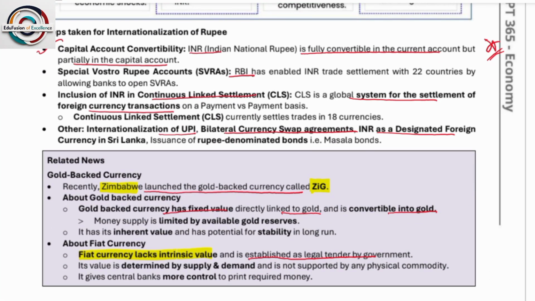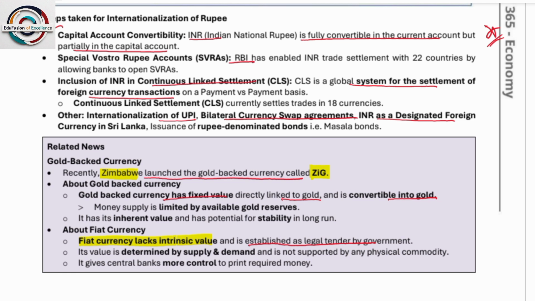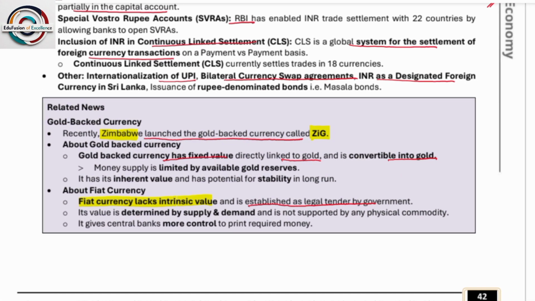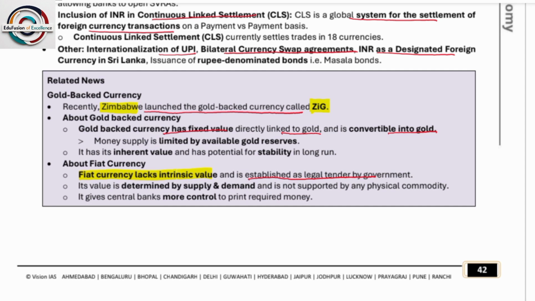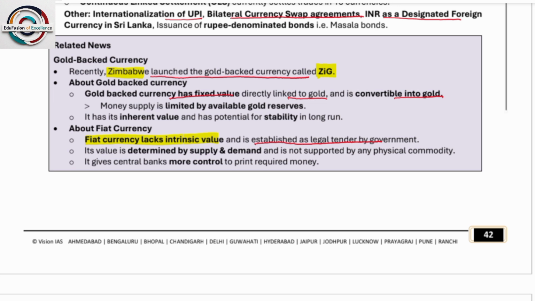So, steps taken for internationalization of the rupee and capital account convertibility. Okay, one thing please remember: the Indian national rupee is fully convertible in the current account but only partially in the capital account. So the capital account is not fully convertible, but the current account is fully convertible. Steps include special Vostro rupee accounts, inclusion of INR in the continuous link settlements, and other international rupee bilateral currency swap agreements.